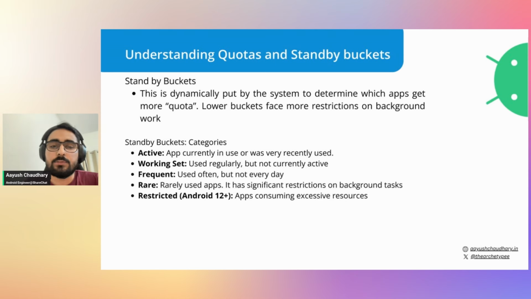There are five categories of buckets. First is active. If your app is currently active, there is no restriction on background tasks. If it is in the working set, meaning it is used regularly but not currently active, then there are mild restrictions on background tasks. If your app is used often but not every day, that falls under the frequent category, so there will be moderate restriction on background tasks. Then there are rarely used apps, which have significant restriction on background tasks.